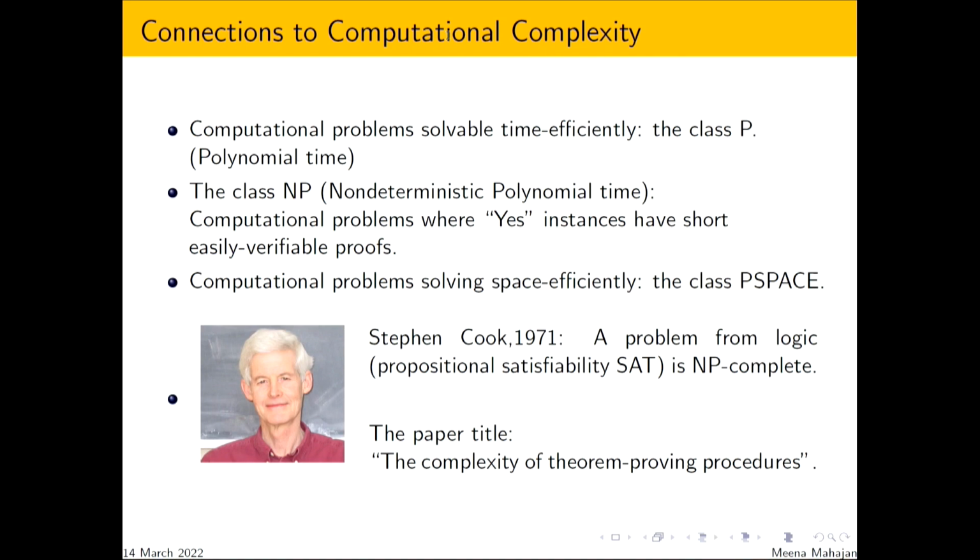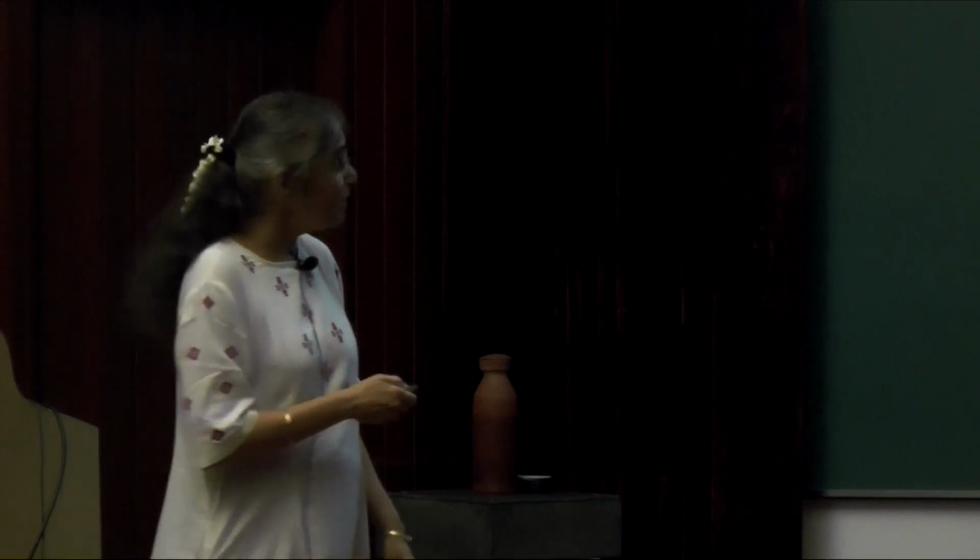Maybe they can. But what we do know is that whenever an instance has the answer yes, there is a short proof which can be easily checked. And easily checked presumably by a computer, but maybe even by a human being. So short witnesses for yes instances, short and easily checkable, easily verifiable proofs. There's an even larger class, PSPACE, which is problems which can be solved efficiently in space. They may take a lot of time, but the amount of memory they require is not too large.